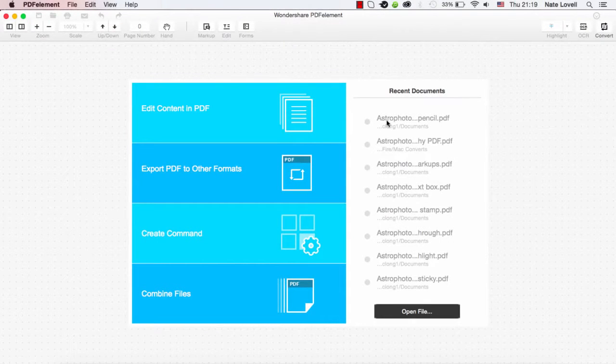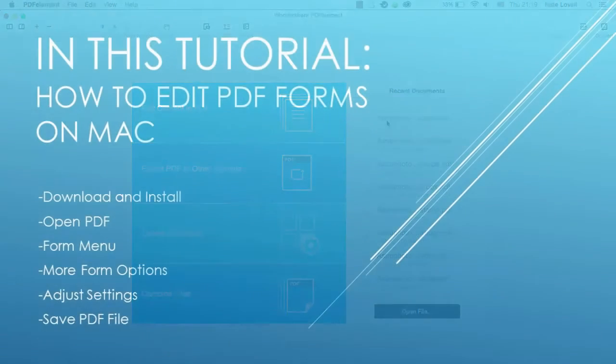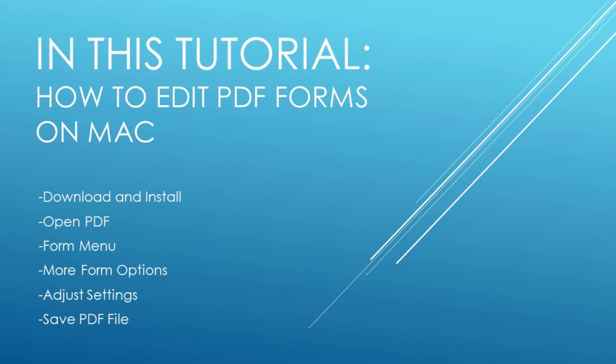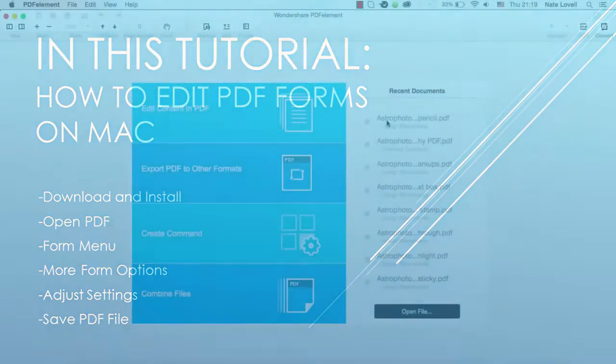Hello everyone, in this tutorial I'll be teaching you how to edit PDF forms on Mac using PDFelement. This can be done in a few simple steps. Download and install PDFelement, open your PDF file, go to the Form menu, go to the More Form options, adjust your settings, and save your PDF file.